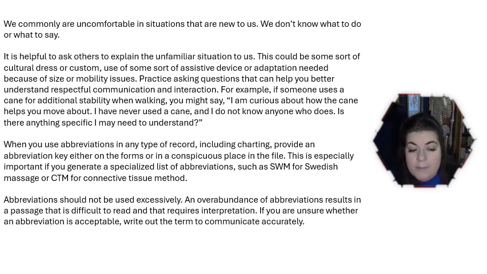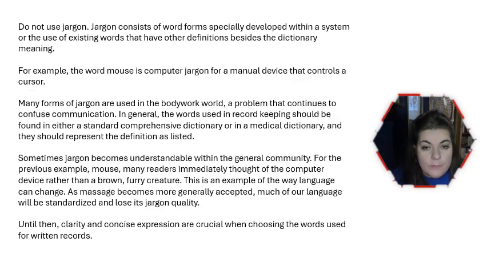Abbreviations, however, should not be used excessively. An overabundance of abbreviations results in a passage that is difficult to read and that requires interpretation. If you are unsure whether an abbreviation is acceptable, write out the term completely to be able to communicate accurately. This is incredibly important in your SOAP notes, things that you might share with other healthcare providers or need to share either with the client or if you have been subpoenaed.